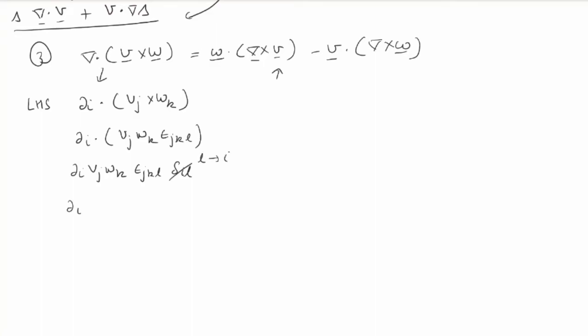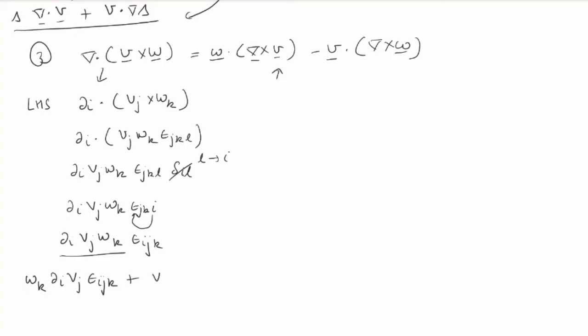So let us do that. Del I Vj Wk EJKI, and I can take I here just to make it IJK. So you may not do that, but let me do that. Del I Vj Wk EIJK. So now I will use the product rule here. So now Wk constant, del I Vj EIJK plus Vj constant, del I Wk EIJK.